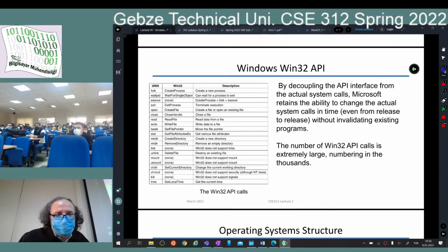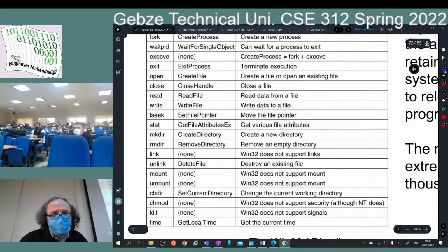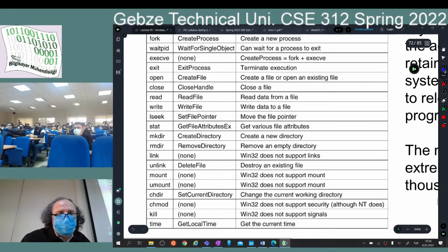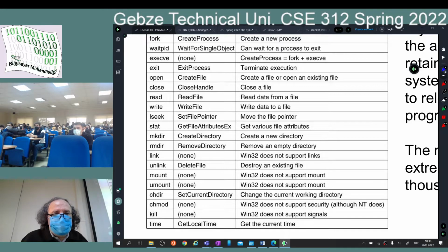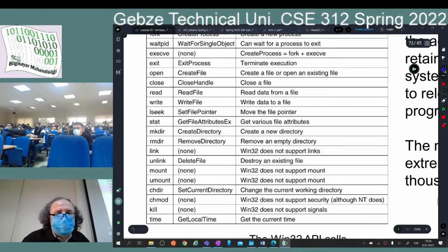Can we see some of the differences, like mounting and unmounting? Well, there are different versions of these two procedures in Windows, but not exactly the same thing, like linking and unlinking.